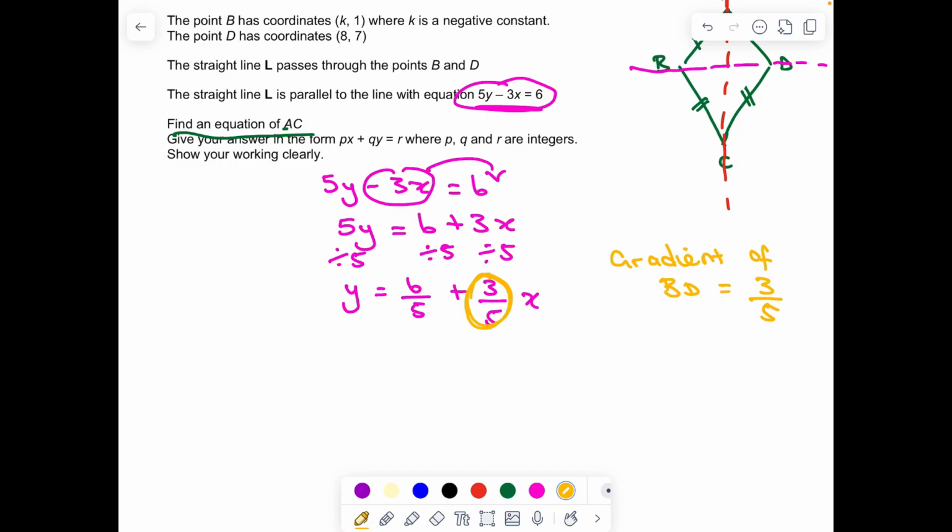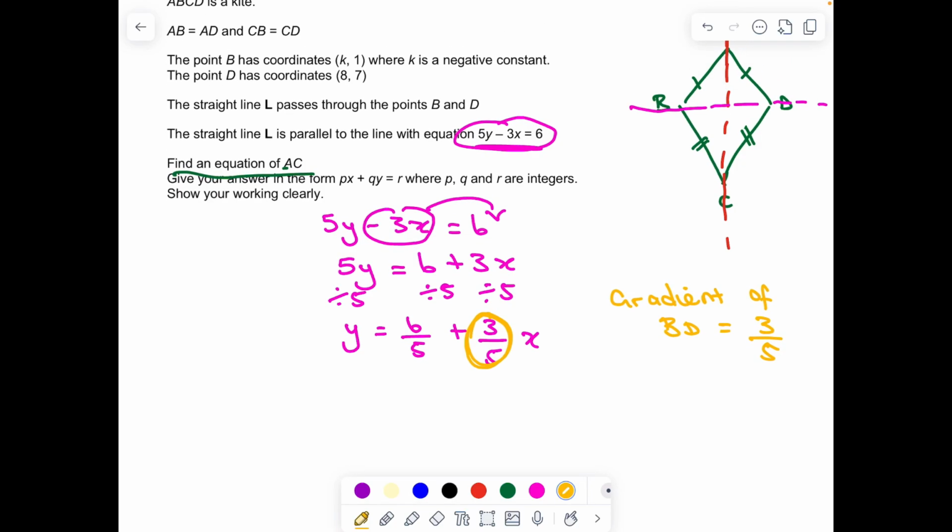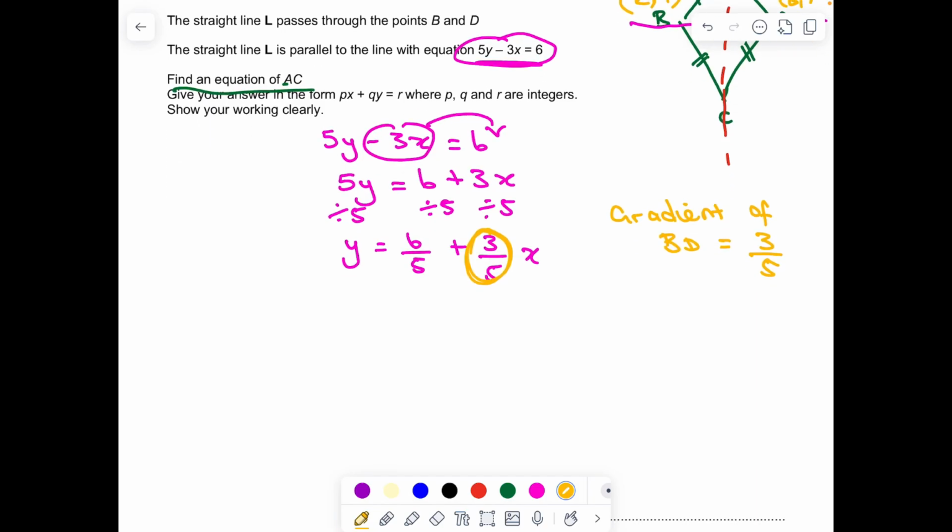That's going to help me find this coordinate here, because it tells me D has the coordinates 8, 7, and B has coordinates K, 1, and that K is negative, but I don't know what K is, so I'm going to work that out first. In order to do that, I need to find the equation of BD. So I know that BD must be y equals 3/5 x plus something.